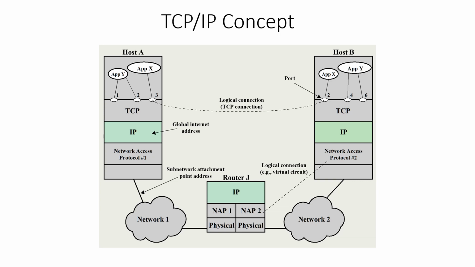IP is implemented in all of the end systems and the routers. It acts as a relay to move a block of data from one host through one or more routers to another host. TCP is implemented only in the end systems. It keeps track of all the blocks of data to make sure that they are all delivered reliably to the appropriate application.